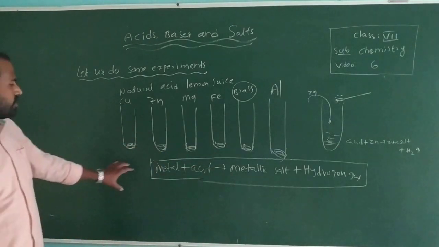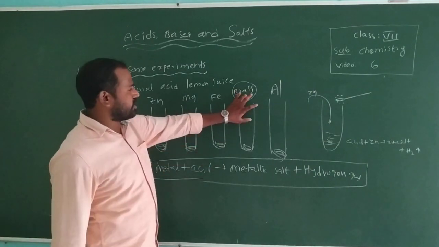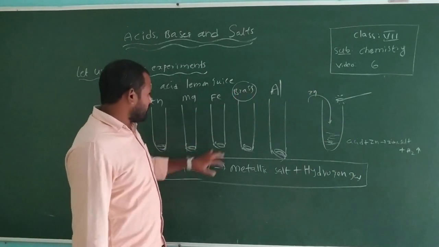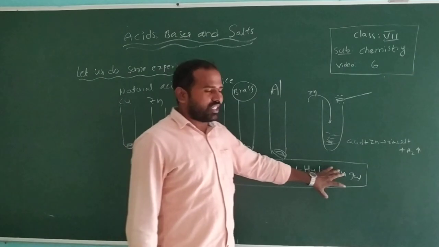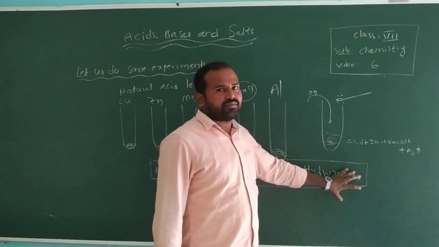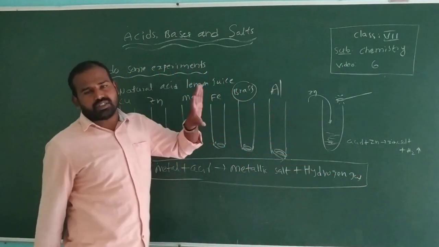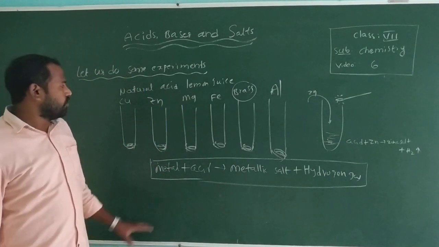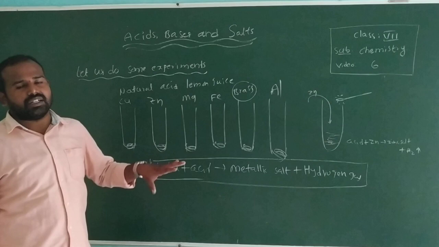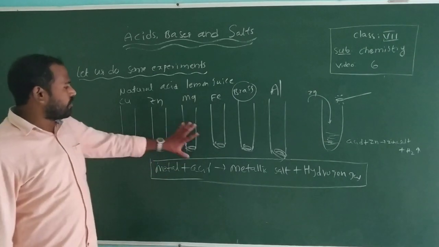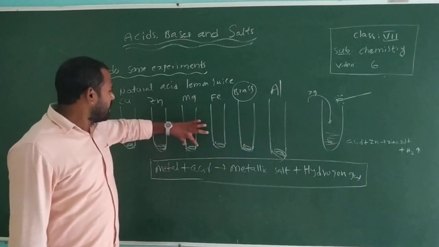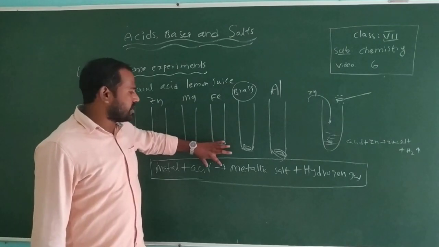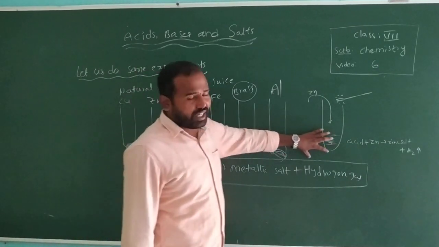In all the experiments, metal plus acid. Except for the cases where it is not a metal, it is an alloy, in the remaining cases hydrogen gas was released. Okay, so a copper substance was not produced. That will be discussed in the next chapter. Why it was not producing that was discussed in the next lesson. Apart from that, generally when metals are mixed with acids they form a metallic salt and hydrogen gas.